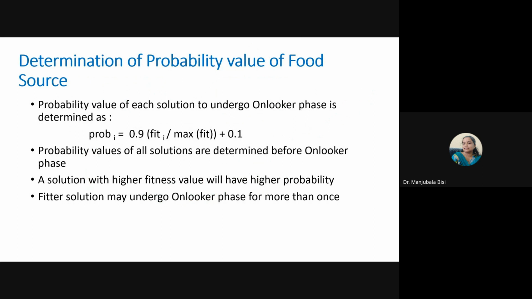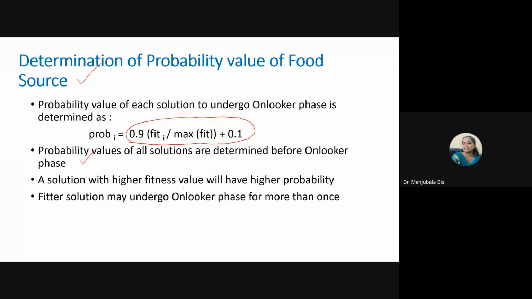Okay. Next, after doing the employee B phase, you have to go for the onlooker B phase. Before doing the onlooker B phase, you have to determine the probability value of each food source, or the probability value of each solution. So how to do that? The probability value of each solution to undergo the onlooker phase is this one: the probability of the ith solution will be 0.9 into fit i divided by maximum fit, plus 0.1. So the probability values of all the solutions are determined before the onlooker phase. This is similar to your roulette wheel selection.